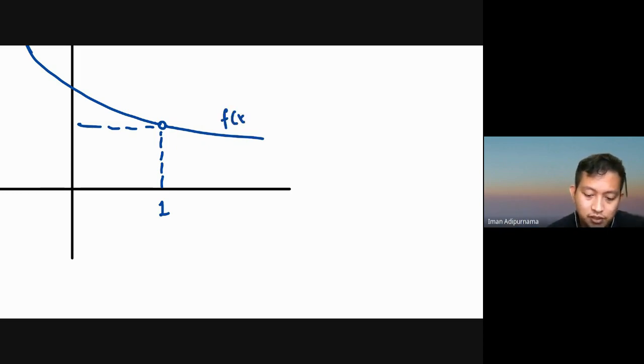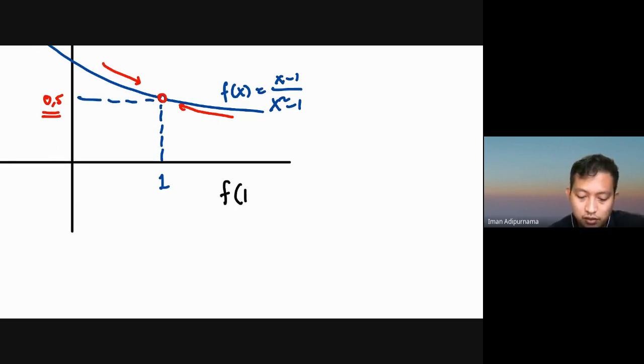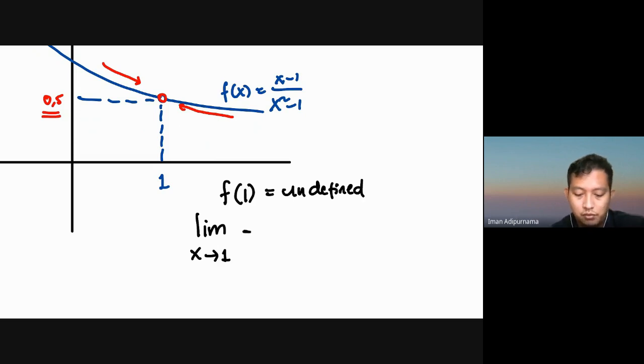Okay, so let's say this is our function here, x minus 1 over x squared minus 1. We say that we are going from here, getting closer to 1, and the value is around 0.5, if you look at the previous GeoGebra graph. If you put the number 1 inside our function, it becomes undefined, right? But if we write in terms of limit, x approaching 1 of x minus 1 over x squared minus 1, from the graph we get 0.5. And actually it's true, it's 0.5.